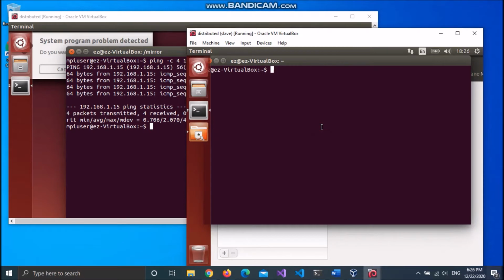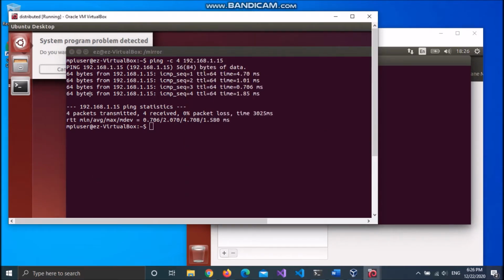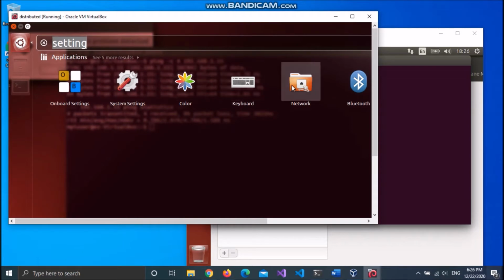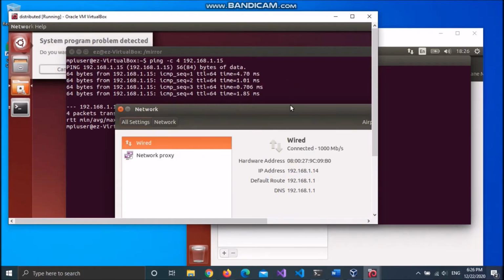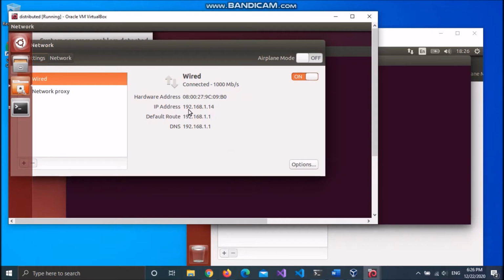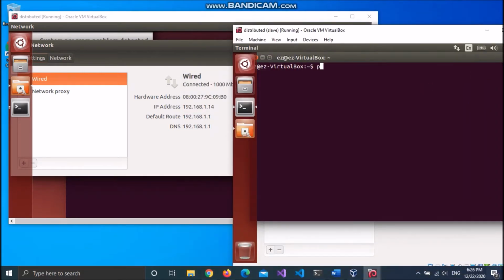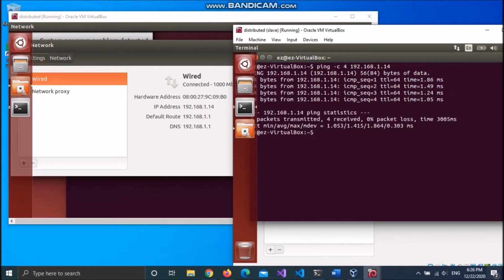with each other. Now I should do the same with the slave machine, settings, network. My master machine has an IP address of 192.168.1.14. As you can probably see, they exist on the same network, and they both can communicate with each other through the network.